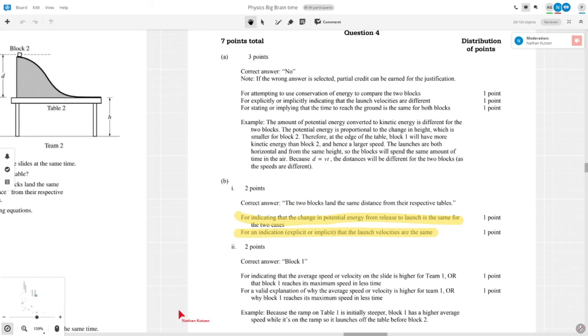I did the complete opposite. I didn't state any of that. But I had the correct answer.